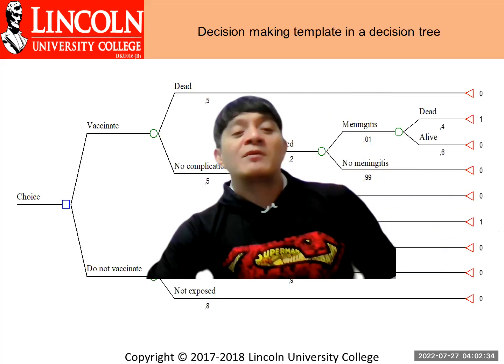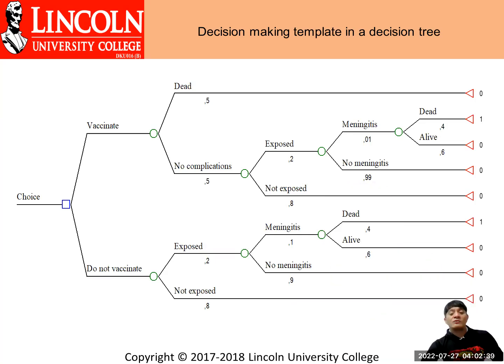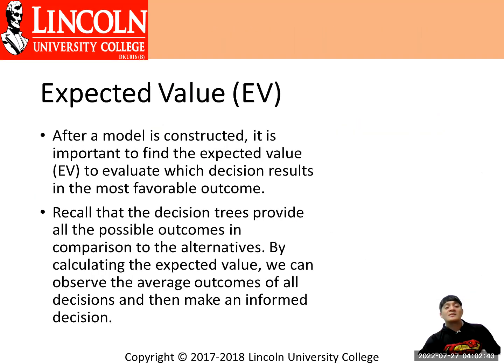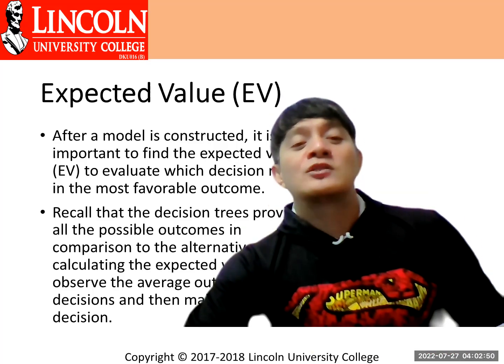So this is an example of a decision tree. Vaccinate or do not vaccinate. If you do not vaccinate, you die. If you vaccinate, you get exposed or not exposed. So that is the decision tree, and that is where they make their own decisions. And remember that the client are the key decision makers.